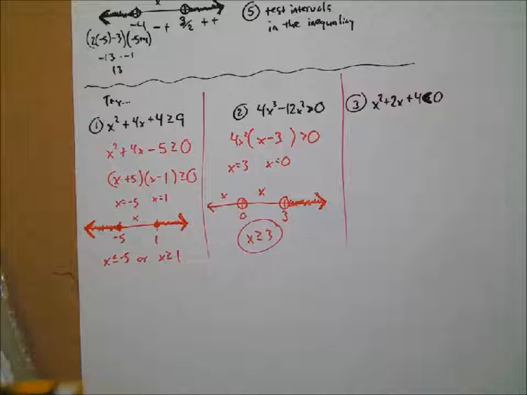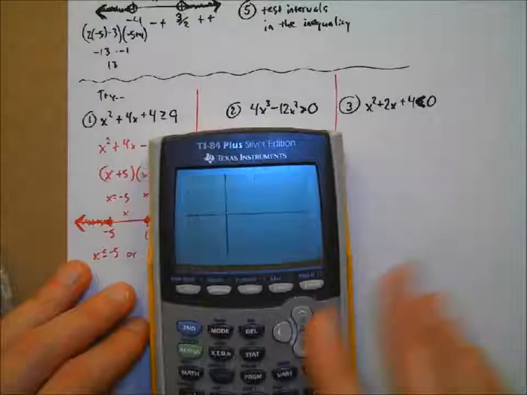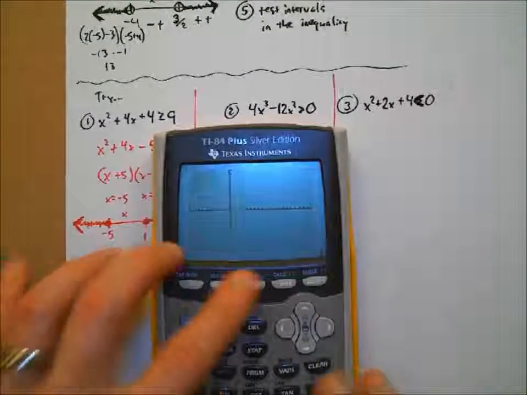One other thing you could do here, graphically speaking, if you have your graphing calculator, minus 12x squared. So let's say we graph this inequality. We'll get to number 3 here in a second. I know you guys are like, Mr. Wade, this is just too much. But here we go.